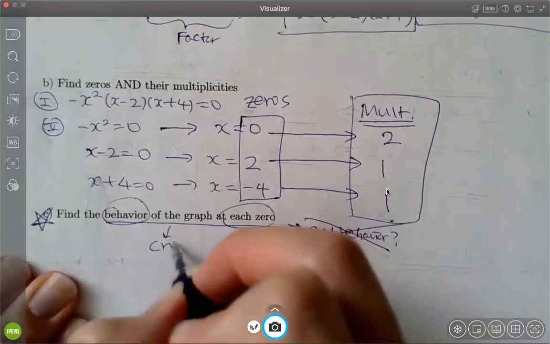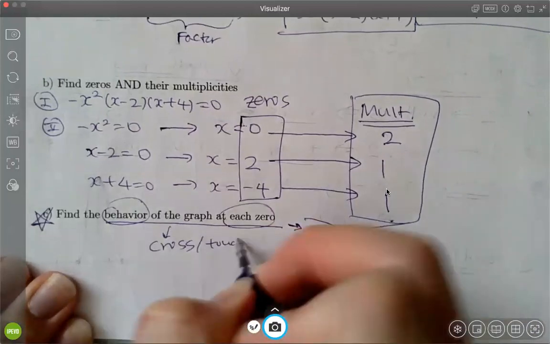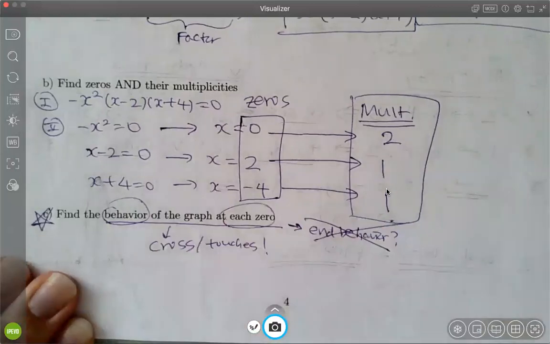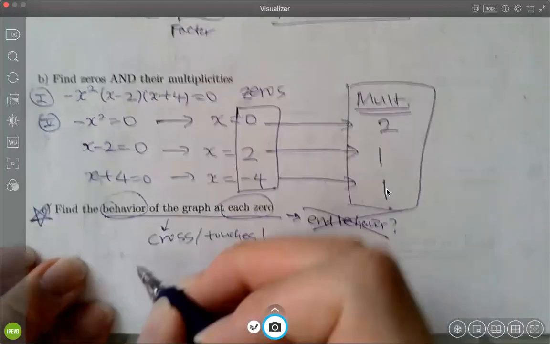Crosses or touches. That's what the problem is asking you. So again, don't be tricked by the word behavior. Behavior does not necessarily mean end behavior. If it were the end behavior, it would explicitly say it. Behavior at each zero means crosses or touches. And how do we know it? Well, we look at the multiplicities, right?